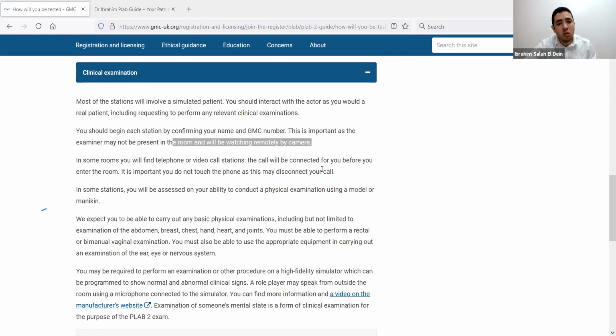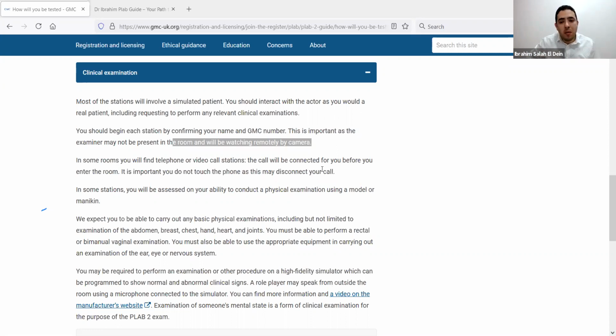It is very important to mention this, because I'm sorry to say, many people fail this station because of this technical issue. They didn't mention it to the role player over the telephone or to the examiner. And I know someone who did this station again because he mentioned it to them. Actually, if you mention it, they have seen you through the camera, so they will know.